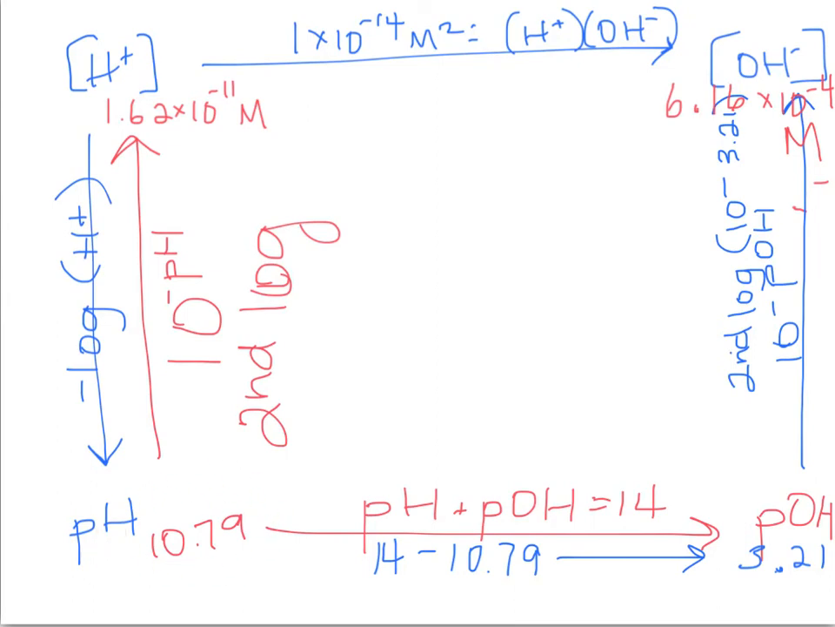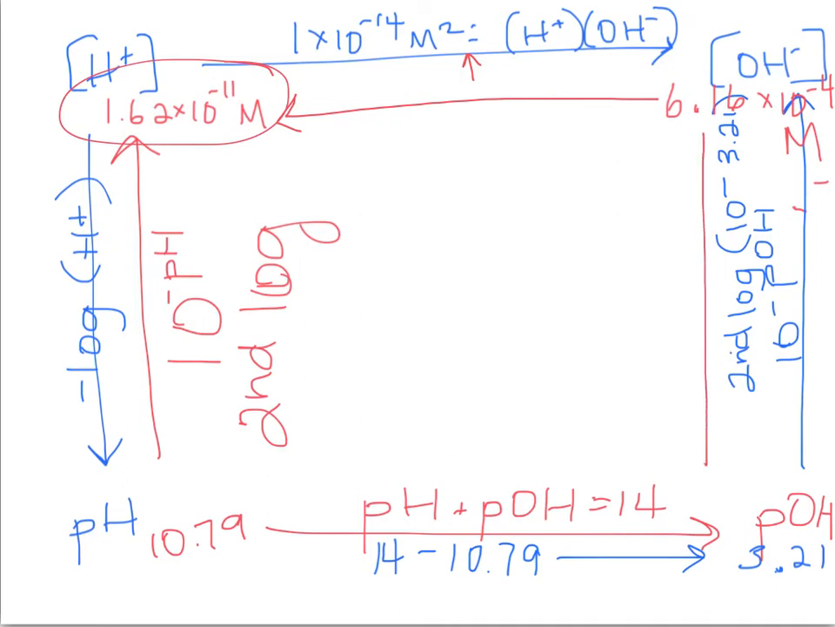So if I was going back the other way, I would again use this formula right up here, and I should get 1.62 times 10 to the negative 11th. And if I wanted to go back down over here on this side, I would do the same thing I did on the hydrogen side and take the negative log of the hydroxide.